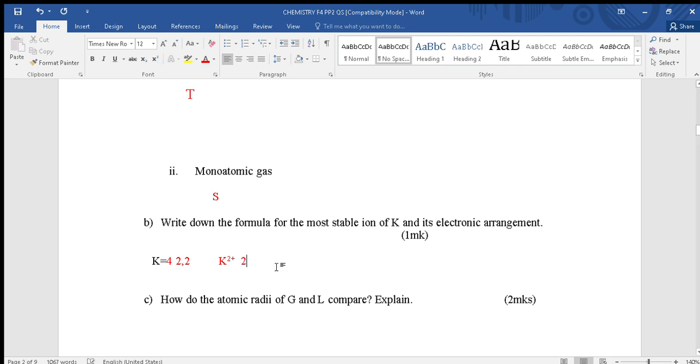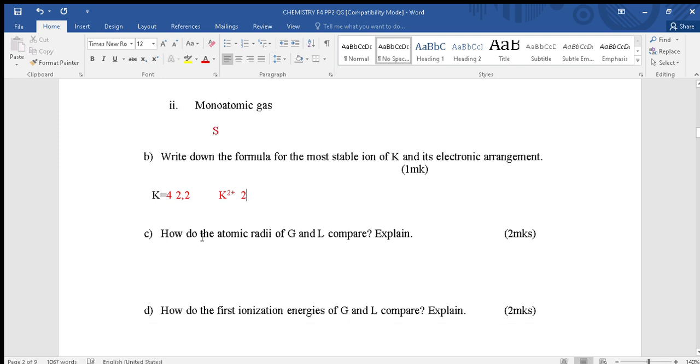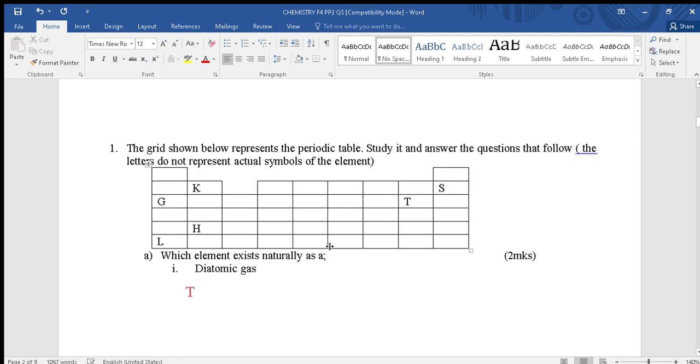Because it has lost these 2 electrons. I hope that is well understood. Now when you go to question C, how does the atomic radius of G and L compare? Look at G and L. There's one thing that you must know, learners.